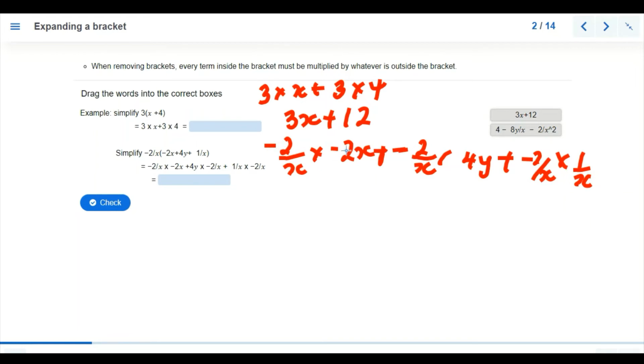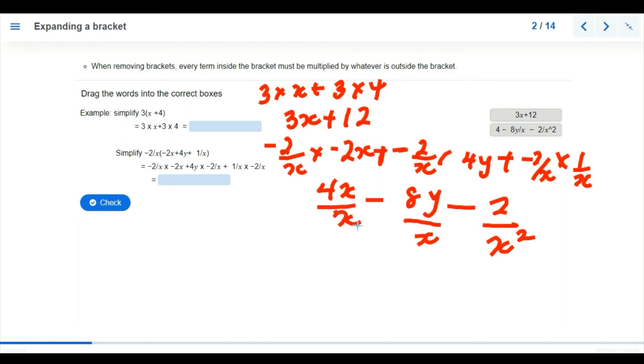So now that will give us minus times minus will give us plus. 2 times 2 is 4. We have x divided by x. My plus minus is minus. So 2 times 4 is what? 8. You have 8. Remember, we have y here, which is our variable, divided by x. Plus times minus will give us another minus. So we have 2 times 1 is what? 2. So x multiplied by x is what? x raised to power 2, which is x squared. Now for this one, x can cancel x. We have x cancel x here, and our final answer is going to be 4 minus 8y over x minus 2 over x squared, and that's going to be the final answer for this illustration.